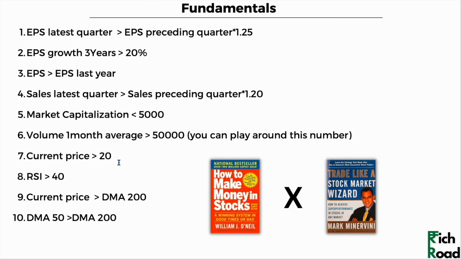So the first thing that we are going to cover is the fundamental template. Here are around 10 points, and I'll explain how you can use them. The first point is that your earnings per share in the latest quarter should be greater than the earnings per share in the preceding quarter by at least 25%. Now, where are these numbers coming from?